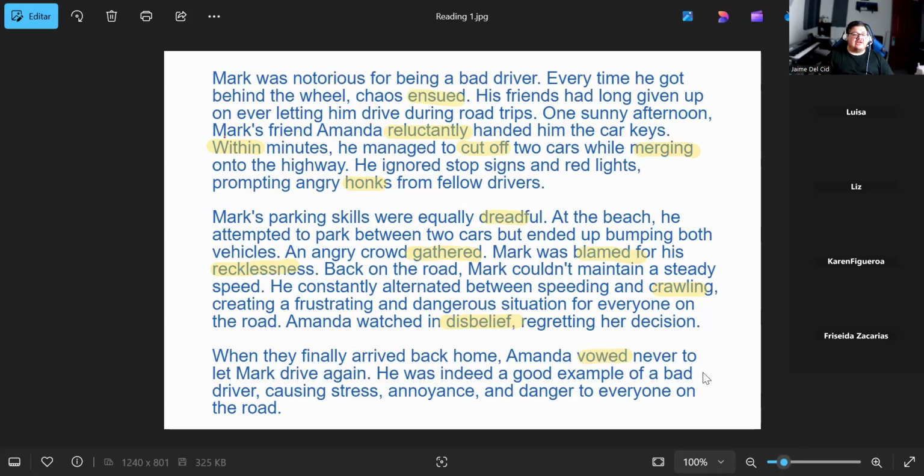The word vowed es como jurar, ¿verdad? Como decir, yo nunca lo voy a volver a hacer, ¿verdad? She vowed that she would never do it. Así como ella se juró o prometió nunca volver a hacerlo. That's what this means. So go ahead, Miguel.